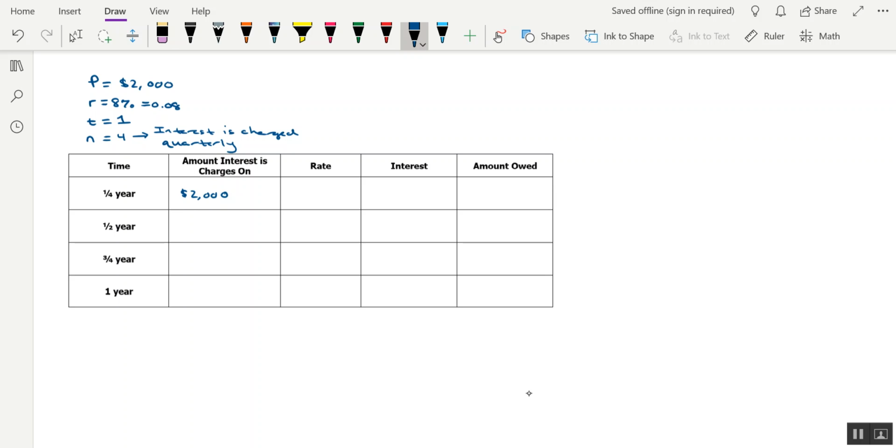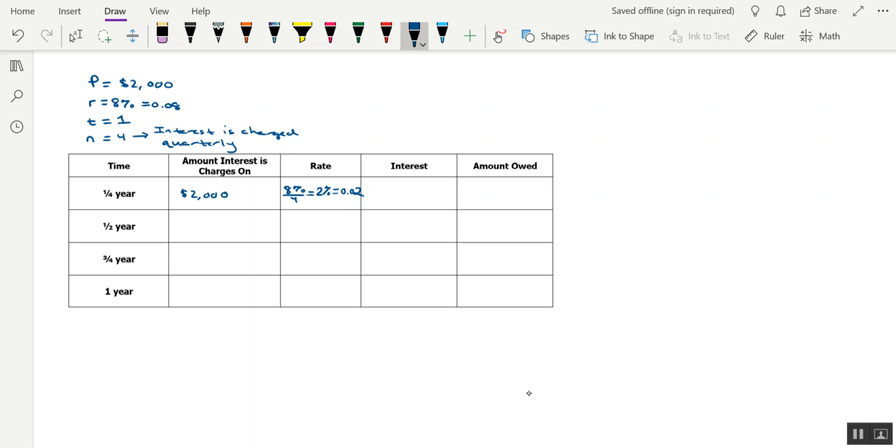The rate is actually not going to be 8%. The rate is actually going to be based on how many times the interest is charged throughout this given year. And since interest is charged 4 times per year, then each time that interest is charged, it's going to be 8% divided by 4, which is 2%, and as a decimal is 0.02. In fact, every time interest is charged, the rate that's going to be used is 2%.